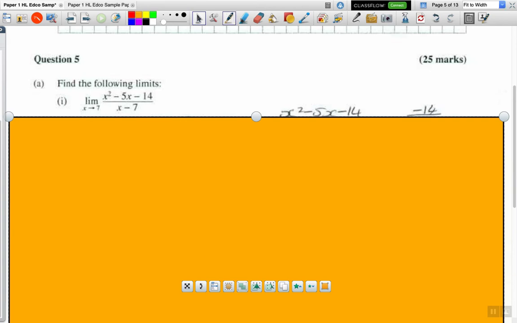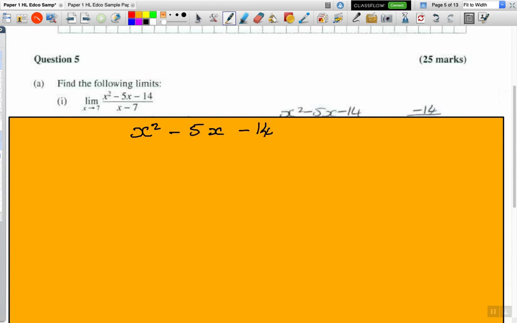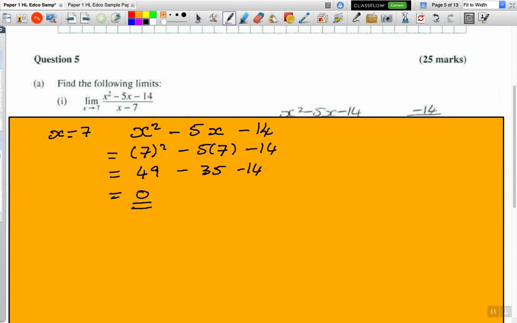Well, the first thing you've got to do is you've got to work out what the top is equal to when x is equal to 7. That's the very first thing you've got to do. So when we put x equals 7 in, we're going to get 7 squared minus 5 lots of 7 minus 14. And then we're going to get 49 minus 35 minus 14, and the answer is 0. Okay, that's simple enough. And that's the top.